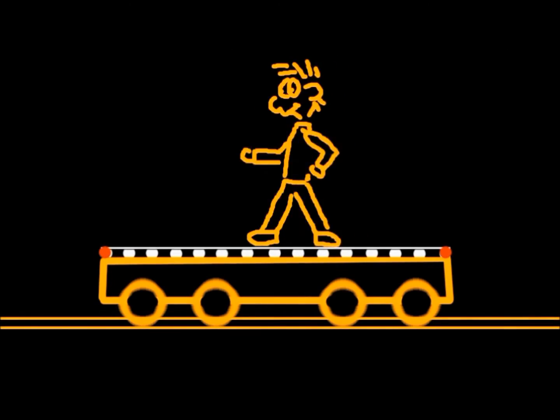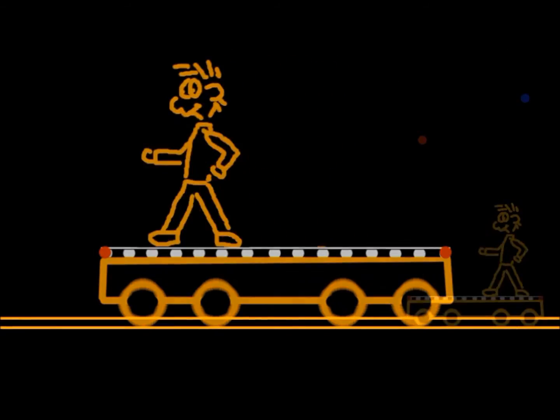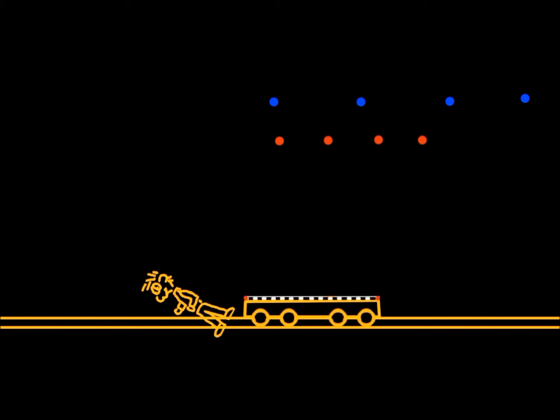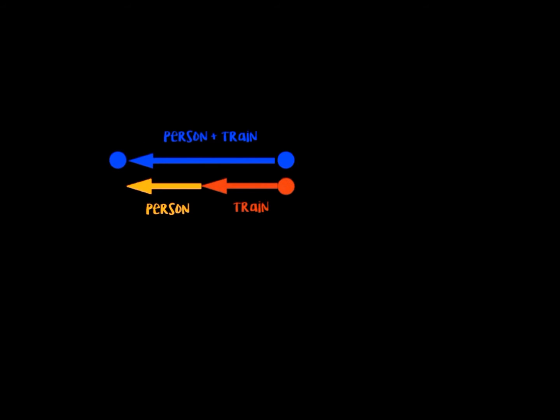And what if the person is moving on the train? And now let's move the train as well. The man walking on a moving train has a higher velocity than the train alone. The difference between these two vectors is the velocity of the man against the train floor.